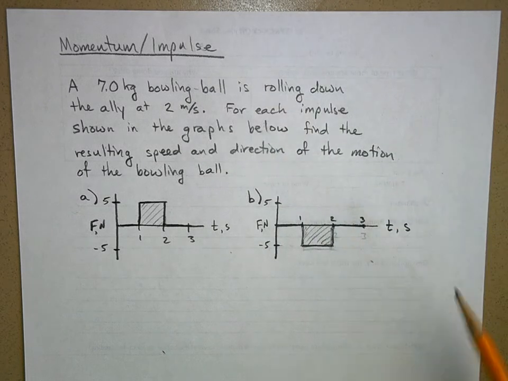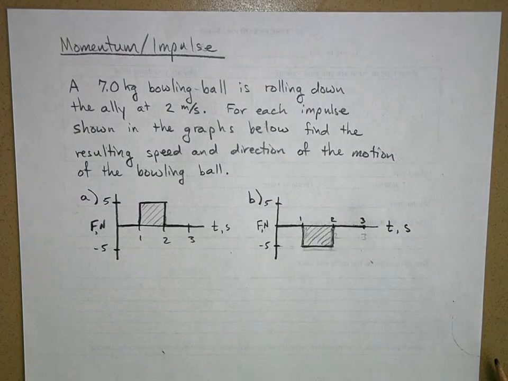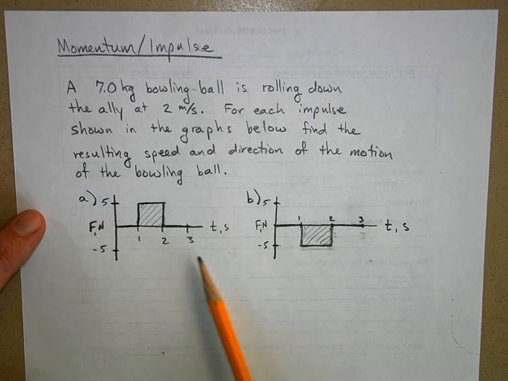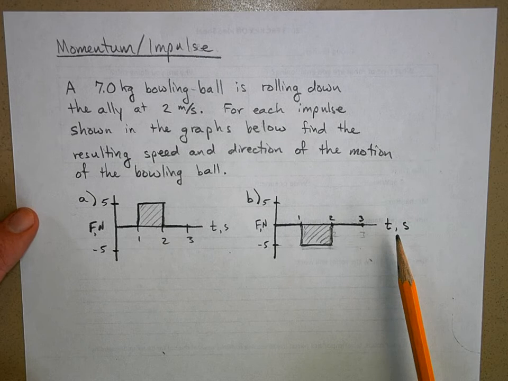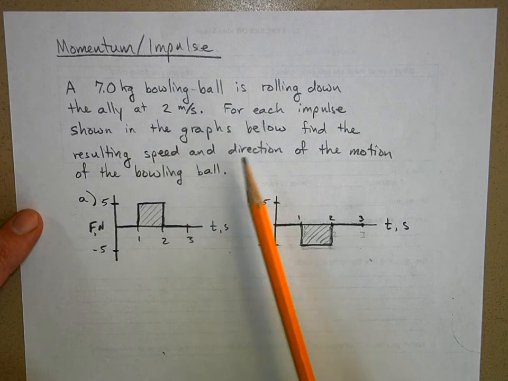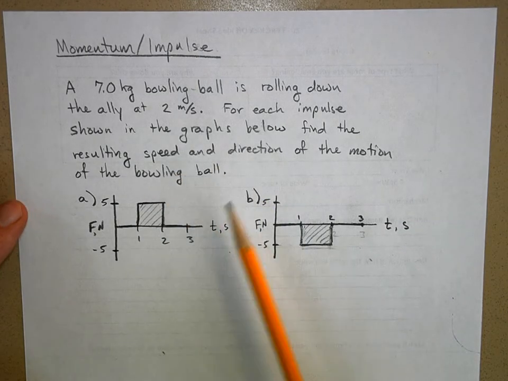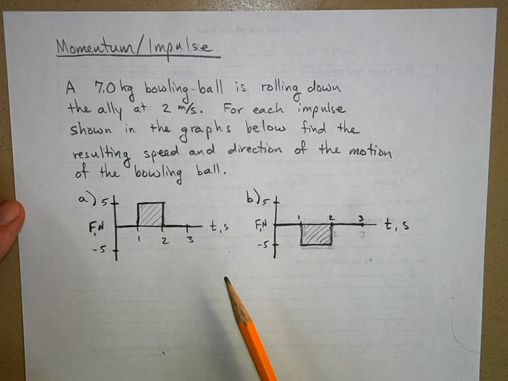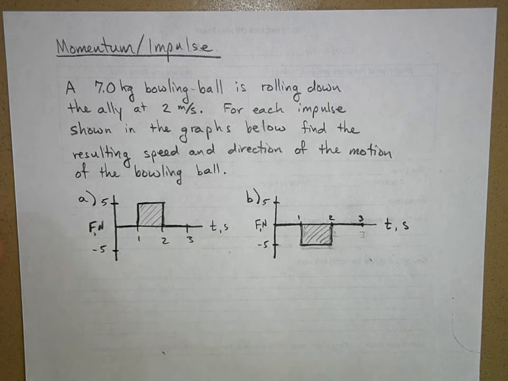And now maybe it's going to hit a pin or something like that. It's going to receive an impulse. Something's going to push on it for a very brief period of time, and that's going to change the velocity and therefore change the momentum of the bowling ball. So we want to look at that. We've got two different impulses represented by this graph and this graph. So for each impulse shown in the graphs, find the resulting speed and direction of the motion of the bowling ball.